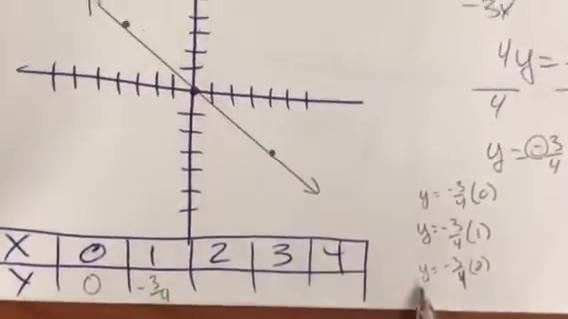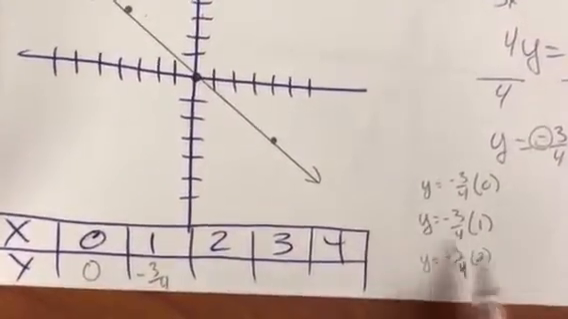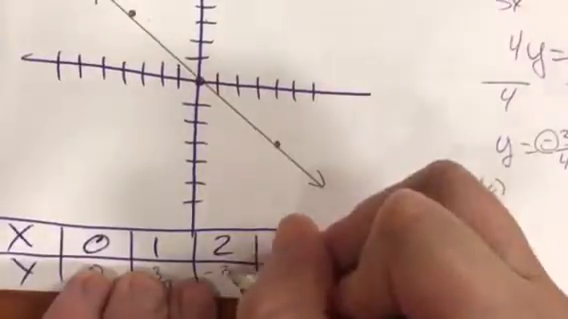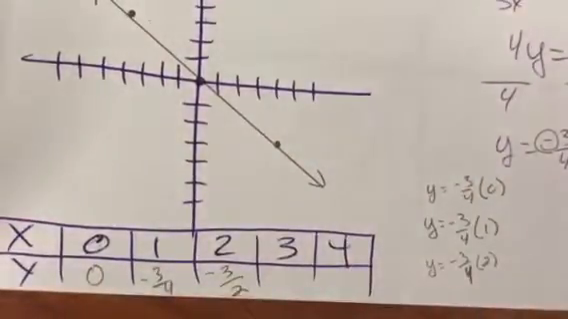Okay. So y equals -3/4 times 2. 3 times 2 was 6 over 4, so -6 over 4, which is... I wasn't paying attention because I'm looking at the camera. -3/2. All right, there we go.